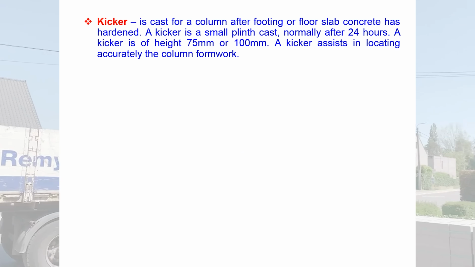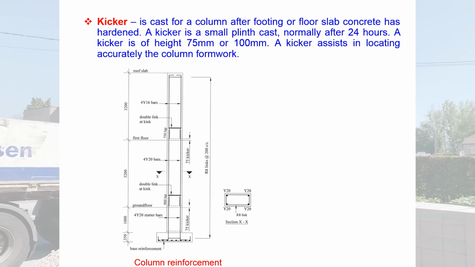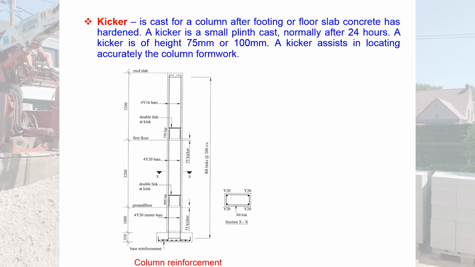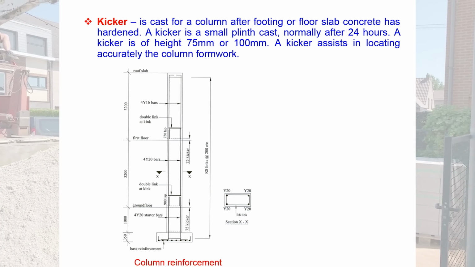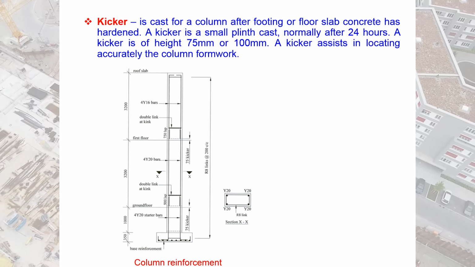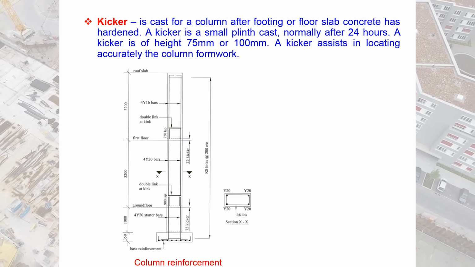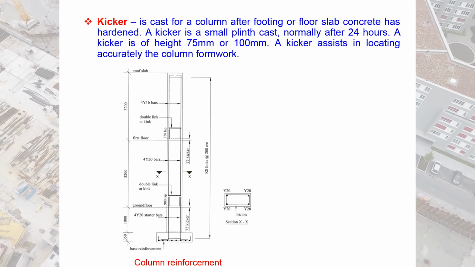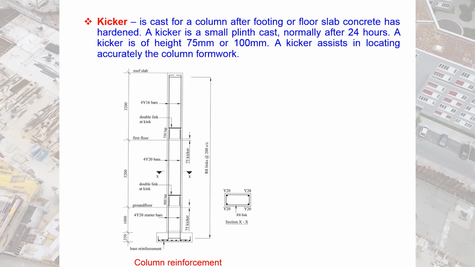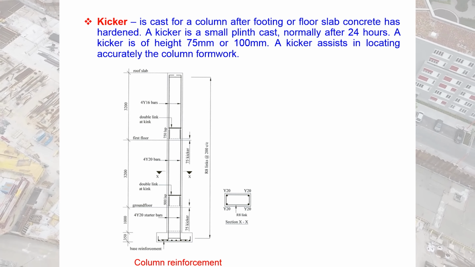Kicker is cast for a column after footing or floor slab concrete has hardened. A kicker is a small plinth cast normally after 24 hours. A kicker is of height 75 or 100 millimeters. A kicker assists in locating accurately the column formwork.